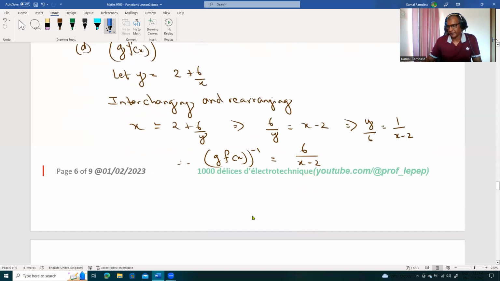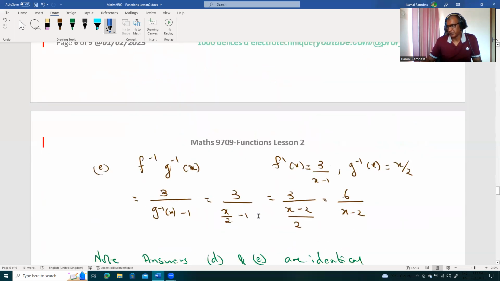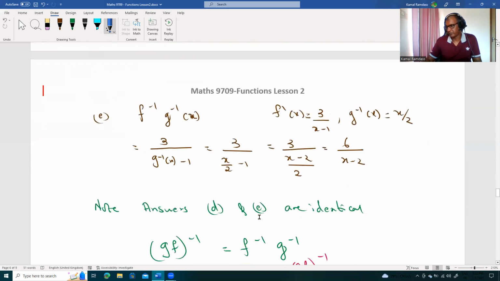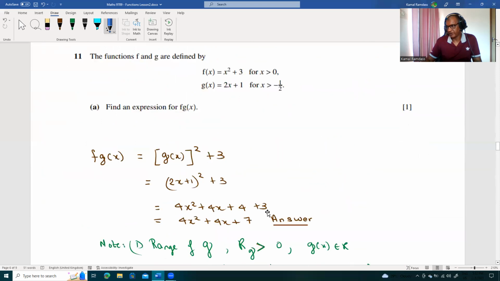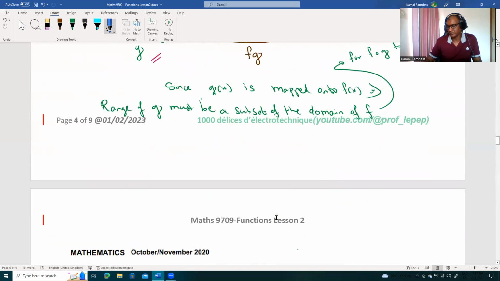OK. Et là, ça fait que je vais introduire the algebraic notation at the beginning.